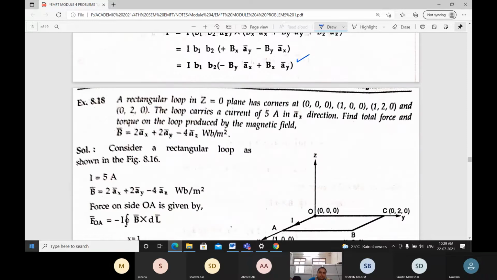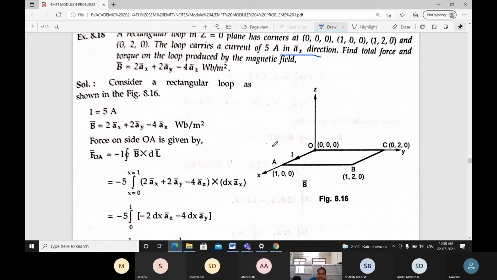The next question is of a rectangular loop in the z equals 0 plane, which has corners at (0,0,0), (1,0,0), (1,2,0) and (0,2,0). The loop carries a current of 5 amps in the AX direction. Find the total force and the torque on the loop produced by the magnetic field B equals 2AX plus 2AY minus 4AZ Webers per meter square.